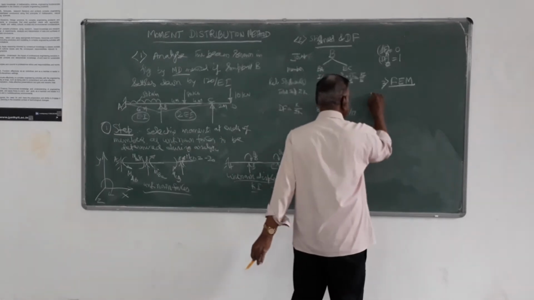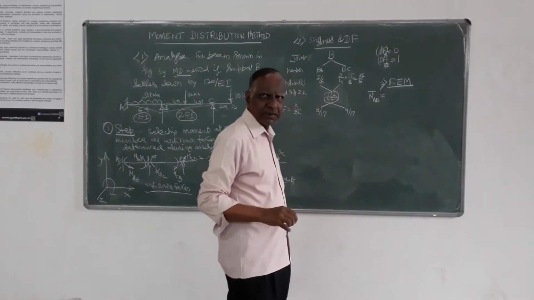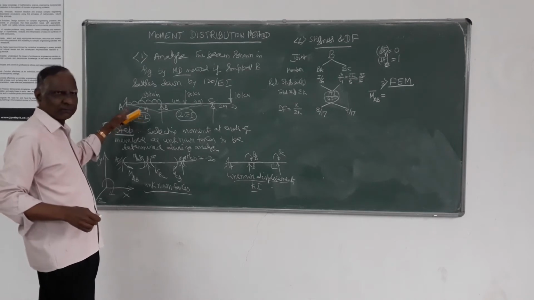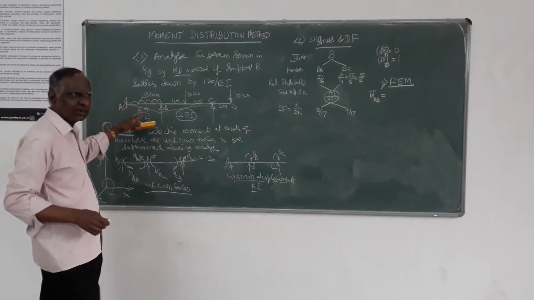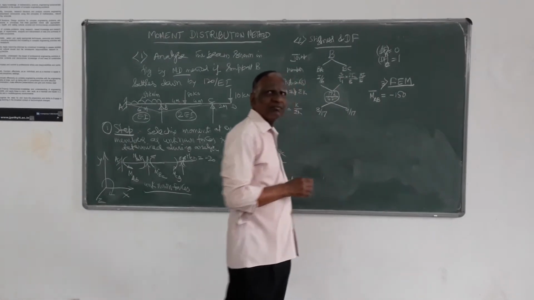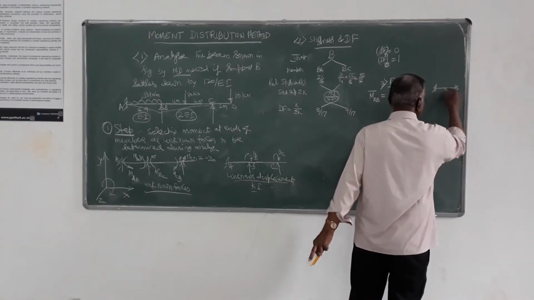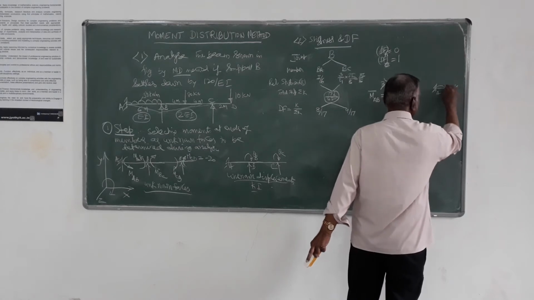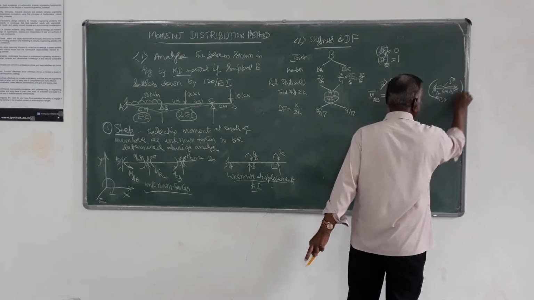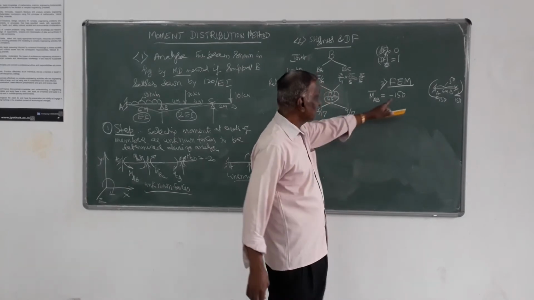So the fixed end moment, we take MAB bar, that is for AB, due to UDL, that is WL squared by 12, that is 50 into 6 squared by 12, that is 150, so that is minus 150. AB due to this load, this moment is 150, here it is minus 150. This is due to load.